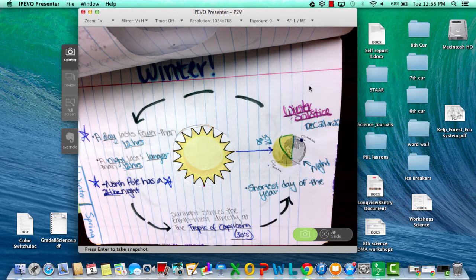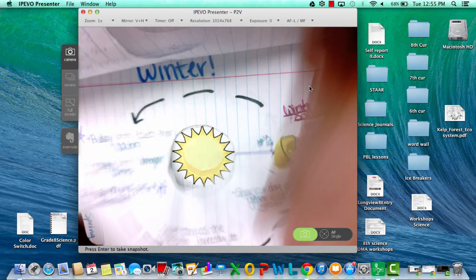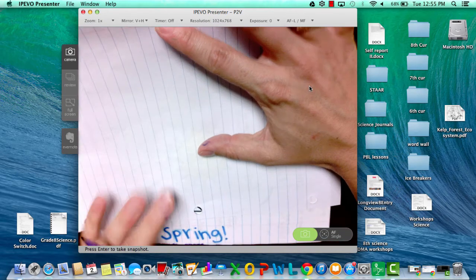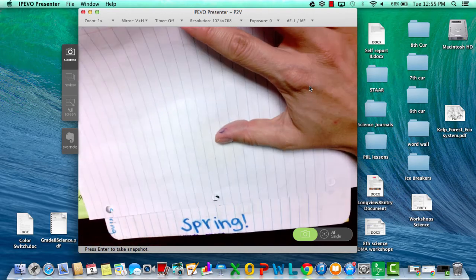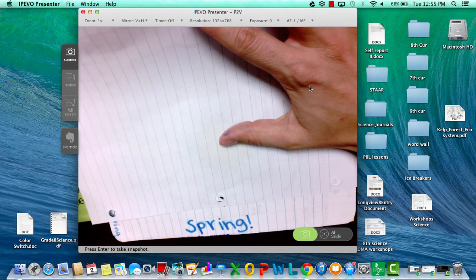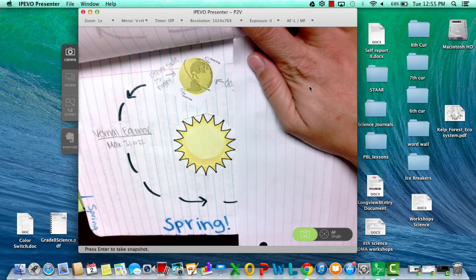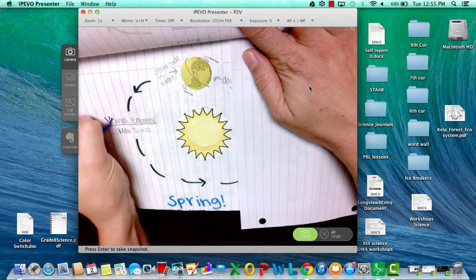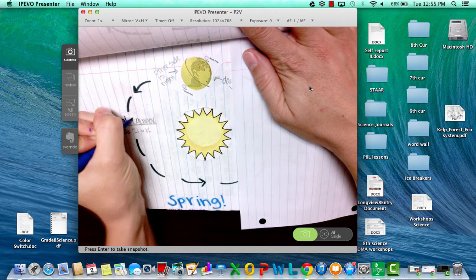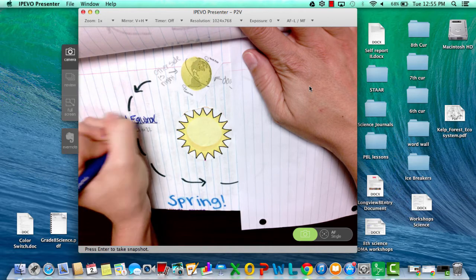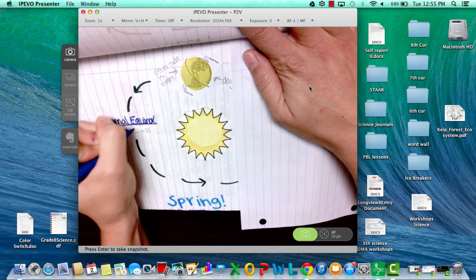So then the last Earth is spring, and I'm actually going to write spring at the bottom. And if you could figure out why, it's because my Earth is going to go out on top. All right. So we call the first day of spring the vernal equinox, because vernal in Latin means spring. And it is on March 21st or 22nd.